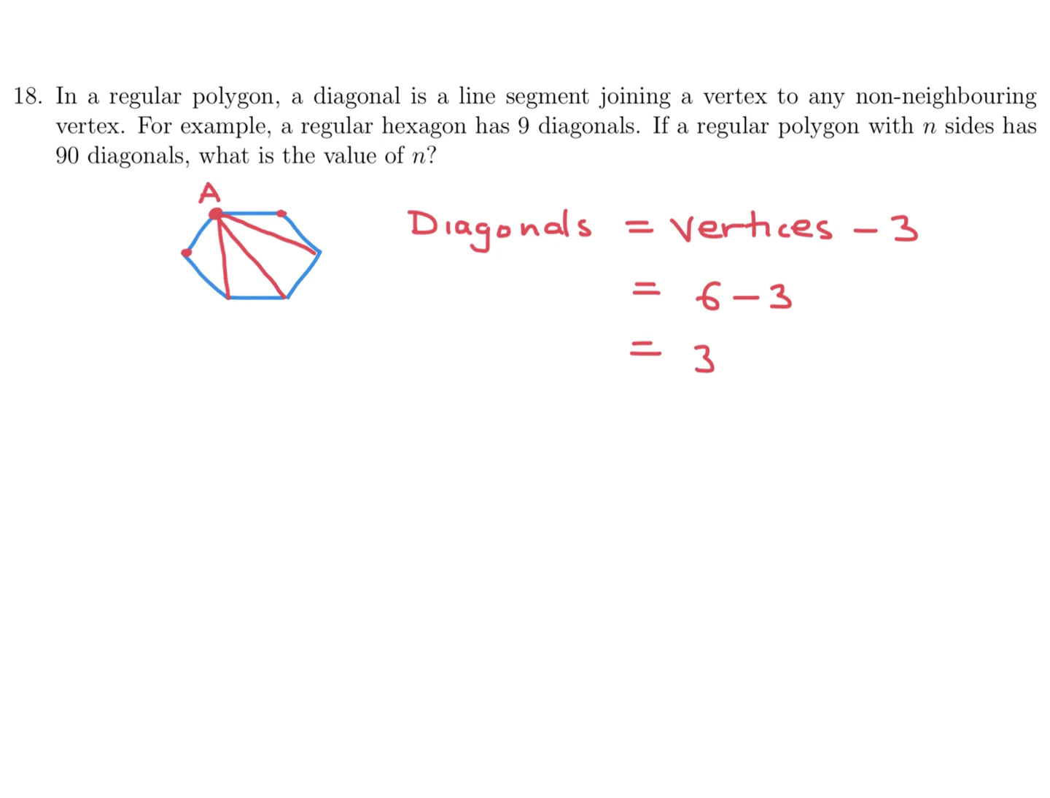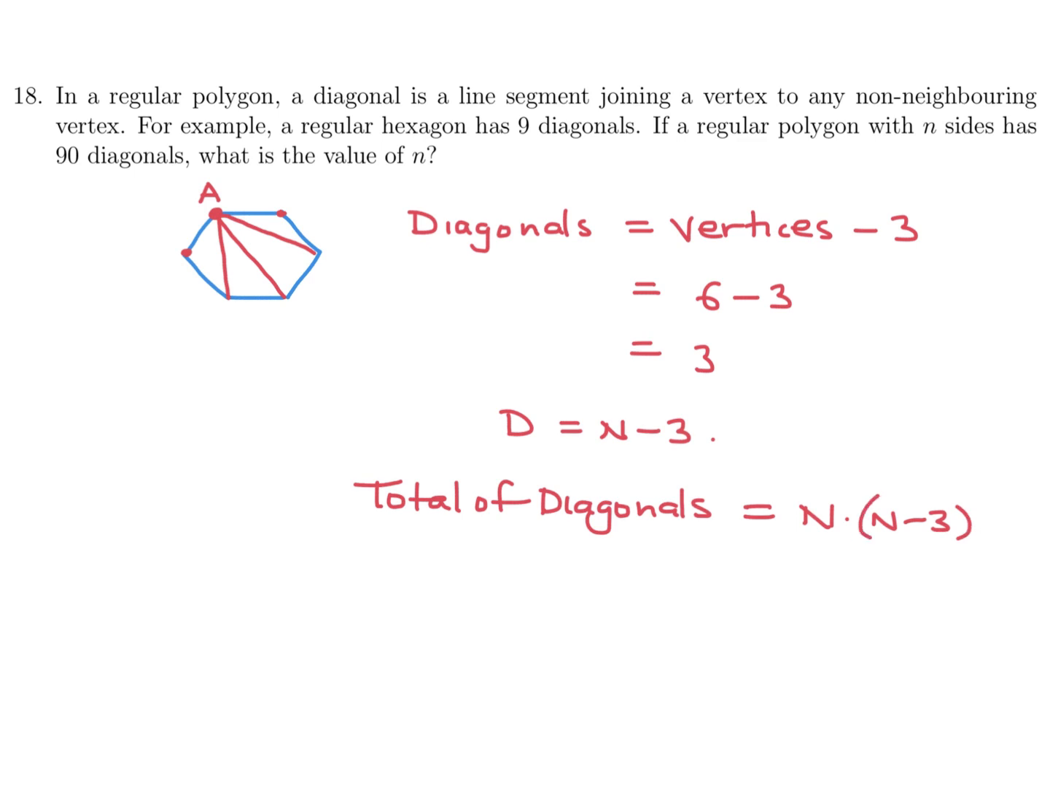So in general, if you have n vertices, the number of diagonals would be n minus 3, right? So that's exactly what I wrote. So how many total diagonals? Well, for each vertex, the number of diagonals, d, is n minus 3, right? But there's a total of n vertices. So the total number of diagonals would be n times n minus 3.